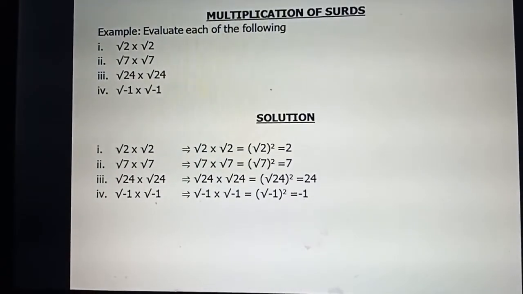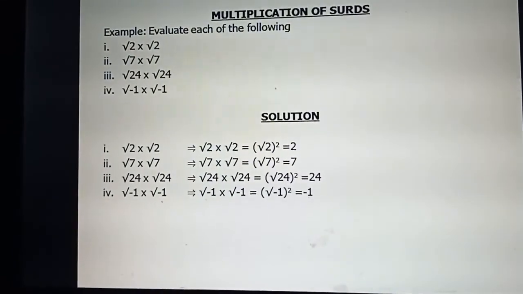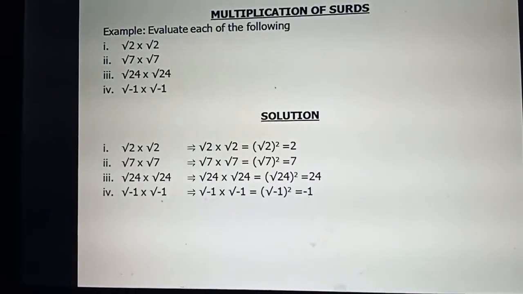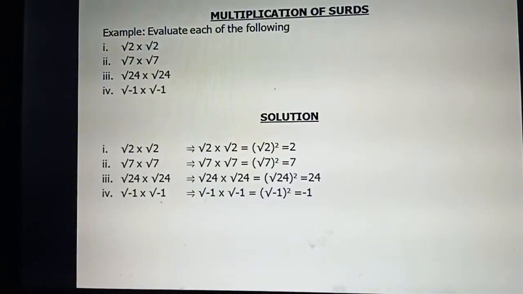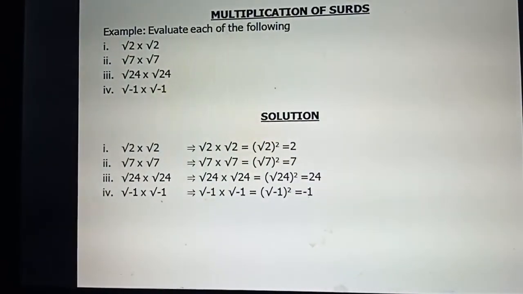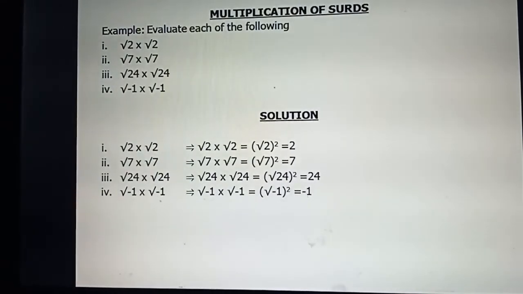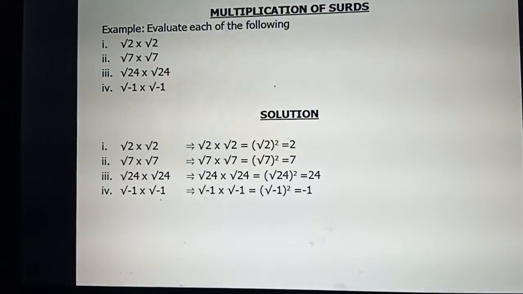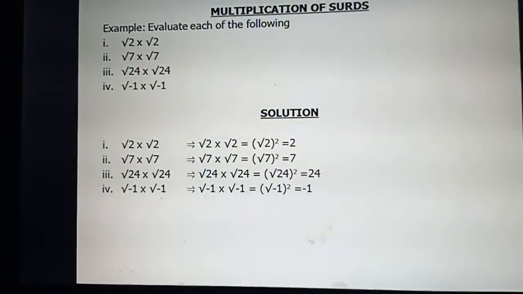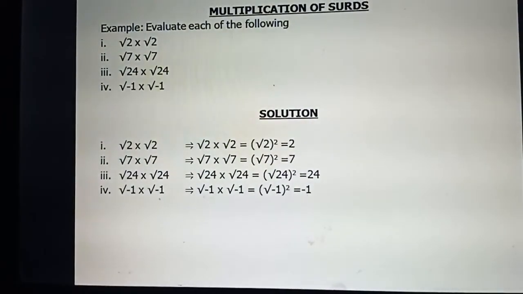Number 1, root 2 times root 2. Roman 2, root 7 times root 7. Roman 3, root 24 times root 24. Roman 4, root minus 1 times root of minus 1. Solution. Number 1.